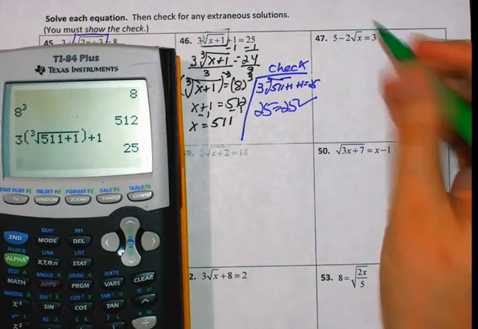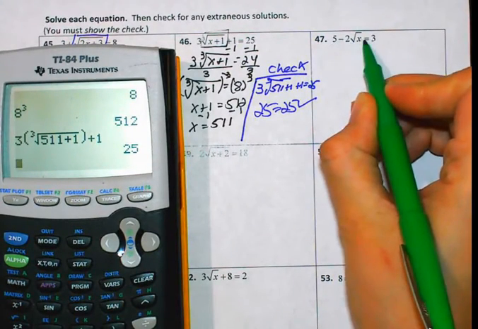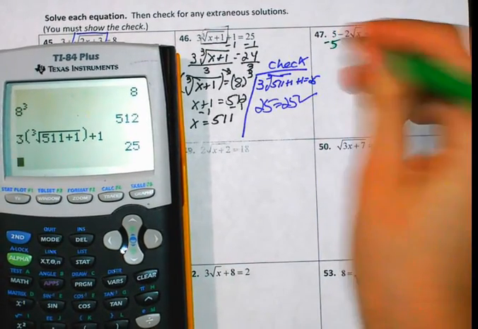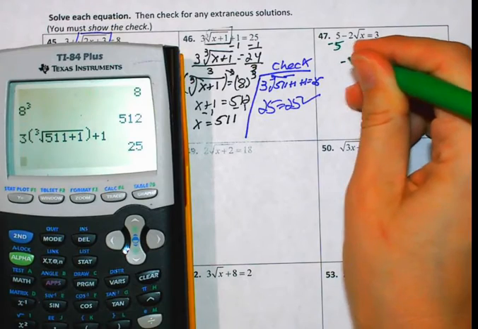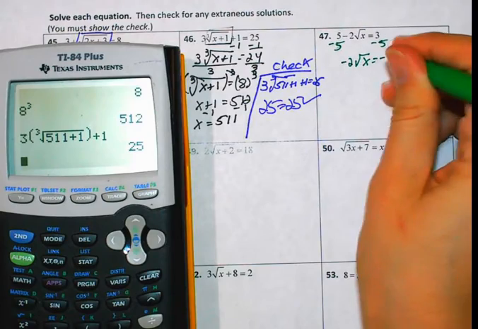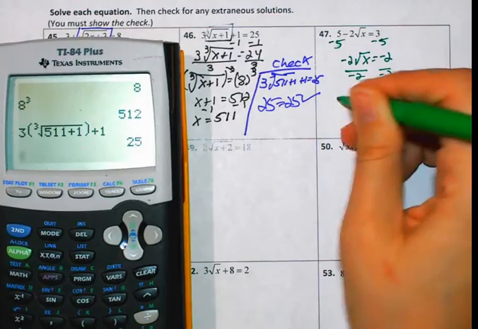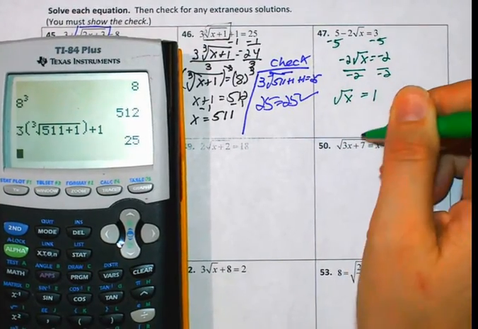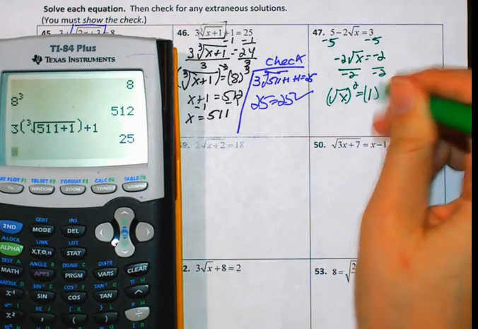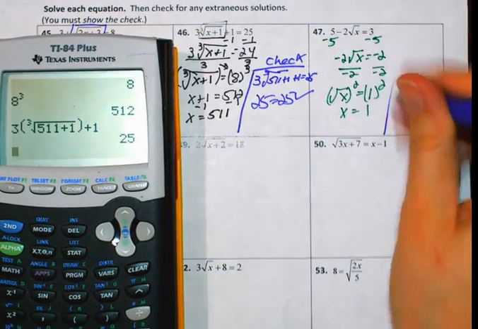Okay, next one, same process. So be careful, this is 5 minus 2 times the square root of x equals 3. So I need a minus 5 on both sides first. So negative 2 times the square root of x equals negative 2. Then I'm going to divide by negative 2. So the square root of x equals 1. I'm going to square both sides. So x equals 1.